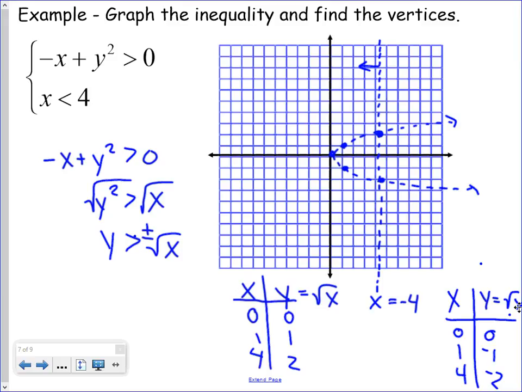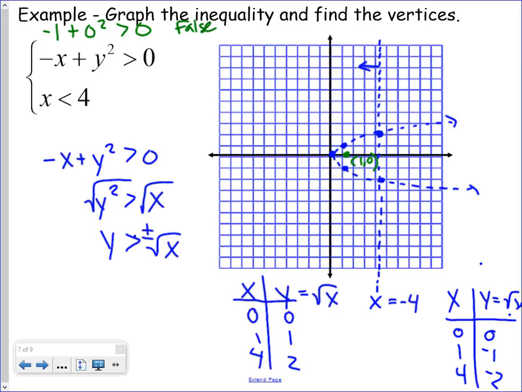0, 1. Or 1, 0. 1, 0. It's inside the parabola. So we're just going to plug that in for x and y. That would be negative 1 plus 0 squared is greater than 0. How do you feel about negative 1 plus 0 squared is greater than 0? I feel that's wrong. False. Should you shade inside the parabola? No. You should shade outside the parabola.